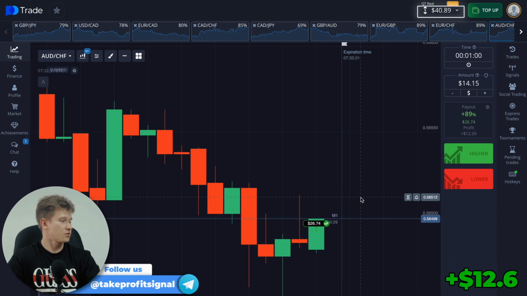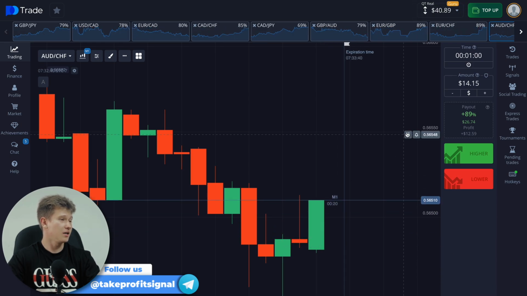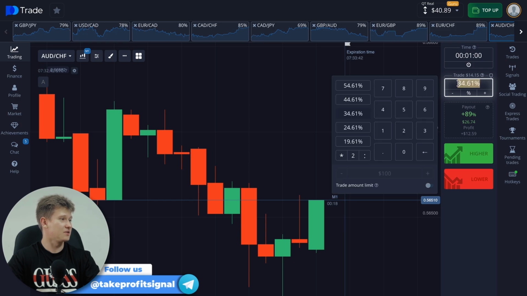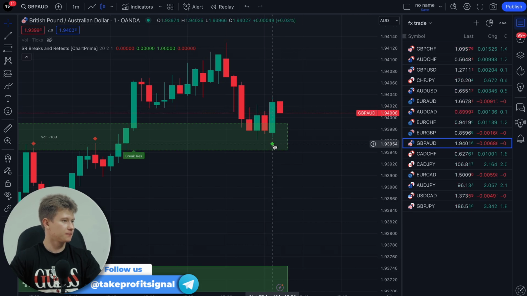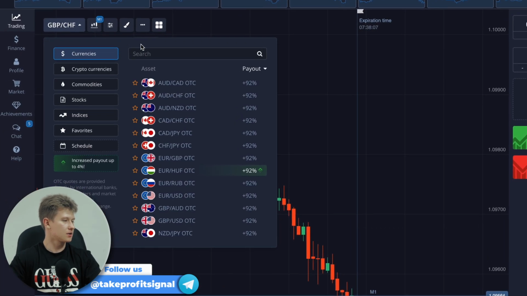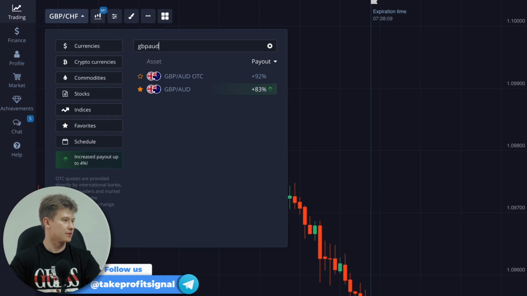So, the second trade closes in plus. Great, we also put 50% of deposit and wait for the next signal. Okay guys, we have a signal coming in. It's just confirmed. Let's go to this currency pair and open up a trade.